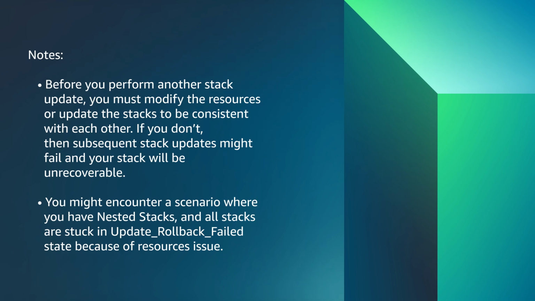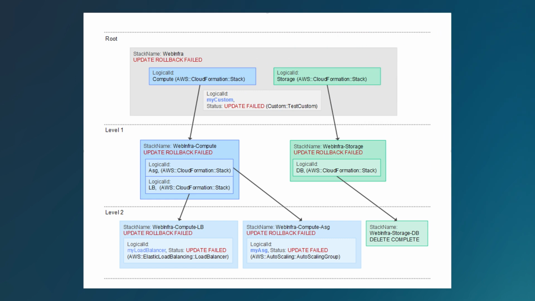You might encounter a scenario where you have nested stacks and all the stacks are stuck in update rollback failed state because of a resource issue, such as the scenario explained here. The stacks are stuck in update rollback failed state because of multiple resources. Let's see a quick AWS CLI command for nested stacks continue update rollback as well. Note that if you use nested stacks, then rolling back the parent stack will roll back all the child stacks as well. First, let's go to the terminal.